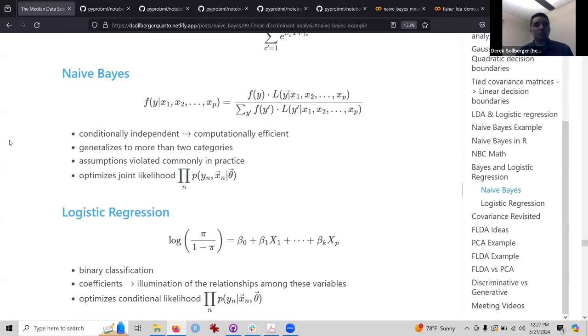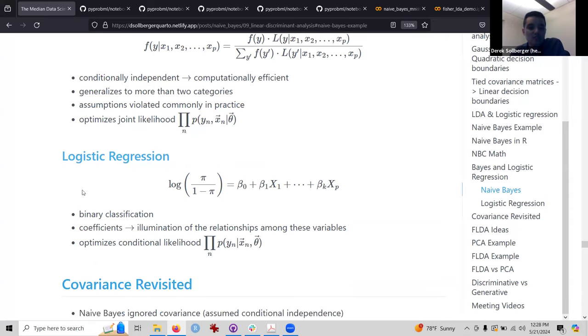Thinking about some more subtle differences between naive Bayes and logistic regression: naive Bayes, once again, is conditionally independent, and that makes our lives easy because it's computationally efficient. It generalizes to two or more categories, so it applies to real-world data sets pretty nicely. On the other hand, assuming a lot of independence along the way violates a lot of assumptions early on in your modeling and your pre-processing. And on the theoretical mathematical side, naive Bayes optimizes the joint likelihood because it can, because of the conditional independence assumption.